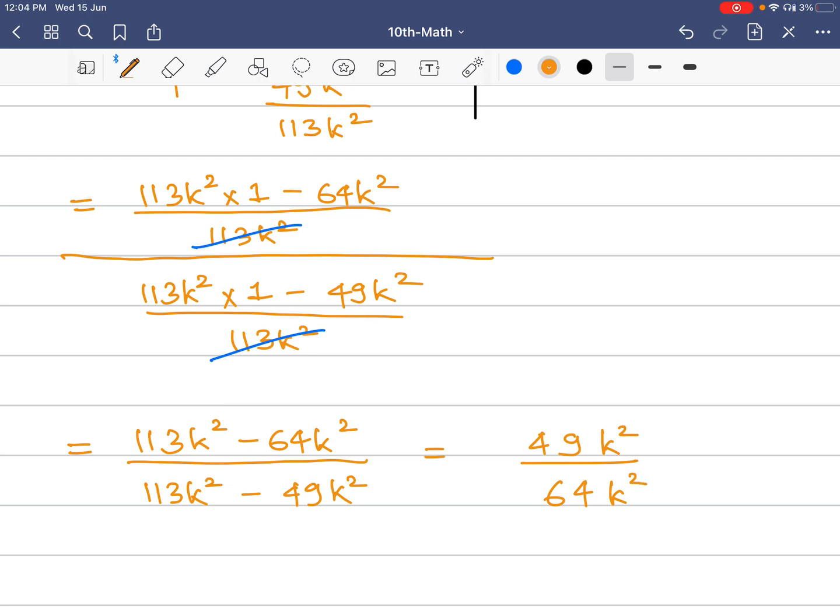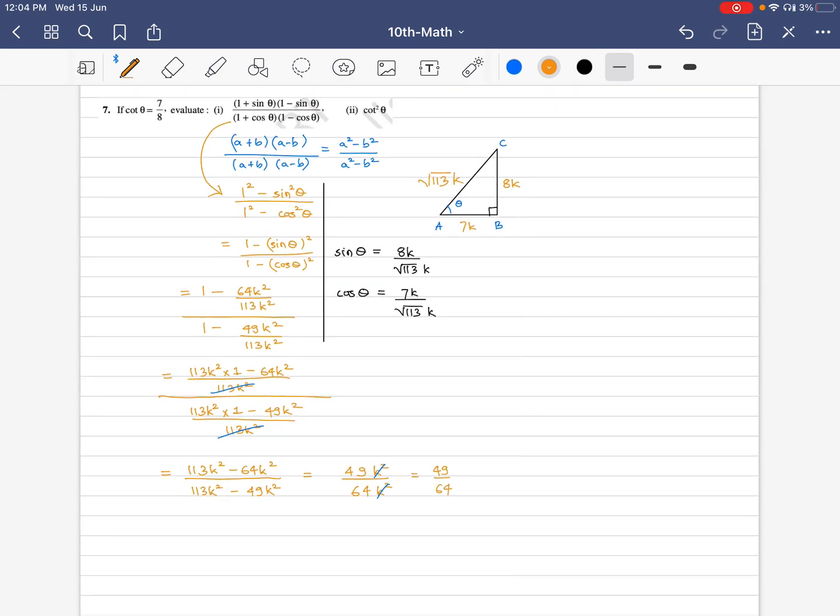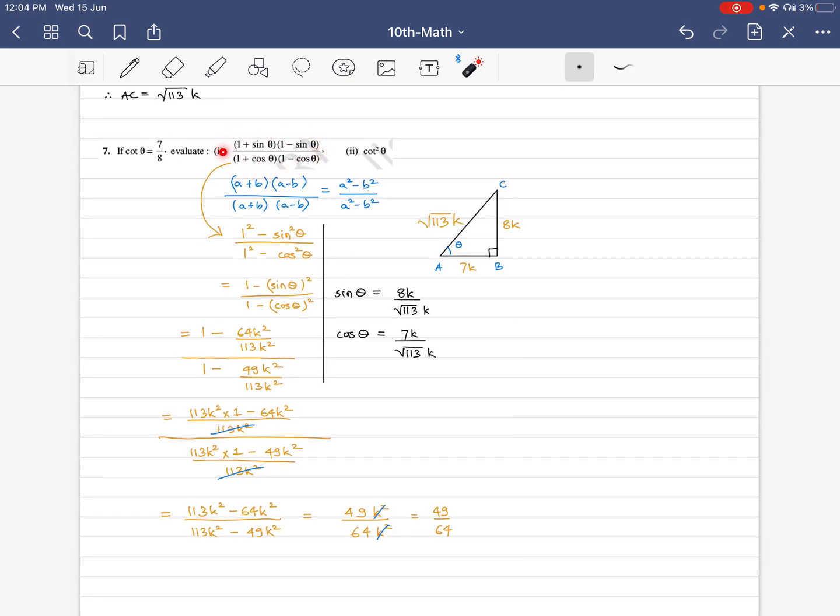Very good. And then once again k square will get cancelled out, and what remains as our final answer is 49 by 64. So 49 by 64 is the answer of this expression. Just to recall, we started solving this expression. It is of the form a plus b and a minus b. So we found a simplified version of this expression, which is a square minus b square, and even in the denominator a square minus b square. That basically is 1 minus sine theta the whole square, 1 minus cos theta the whole square.